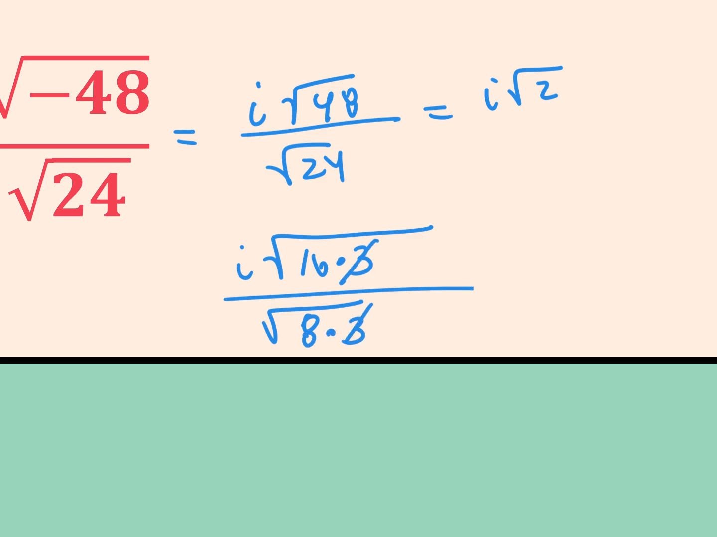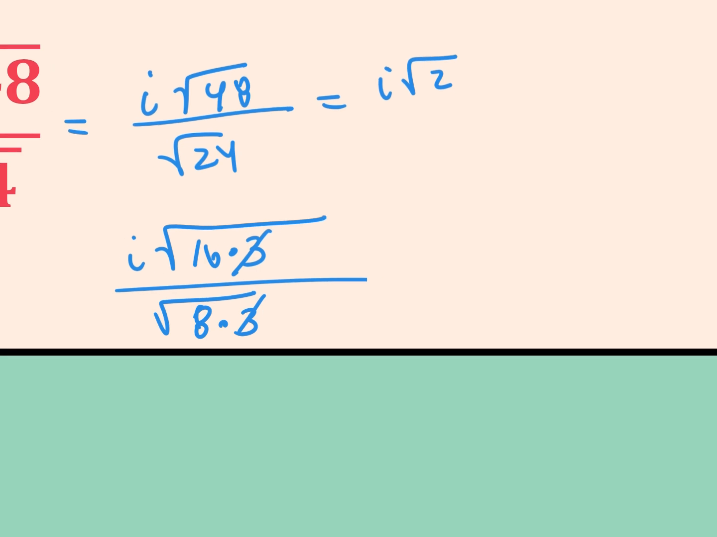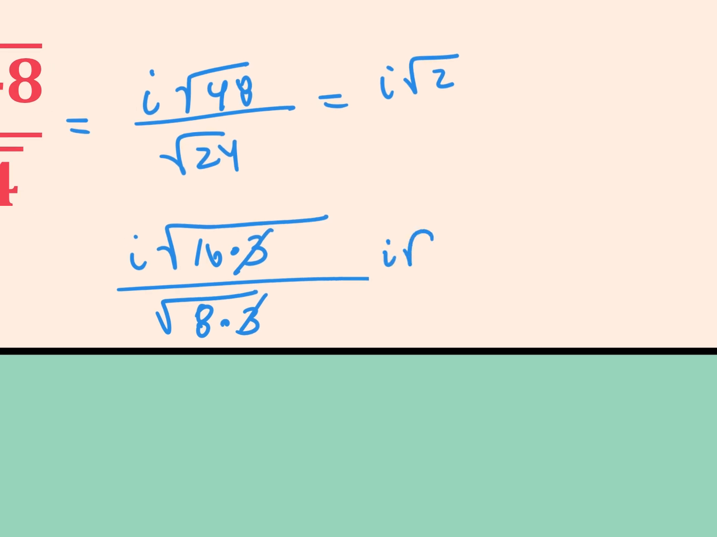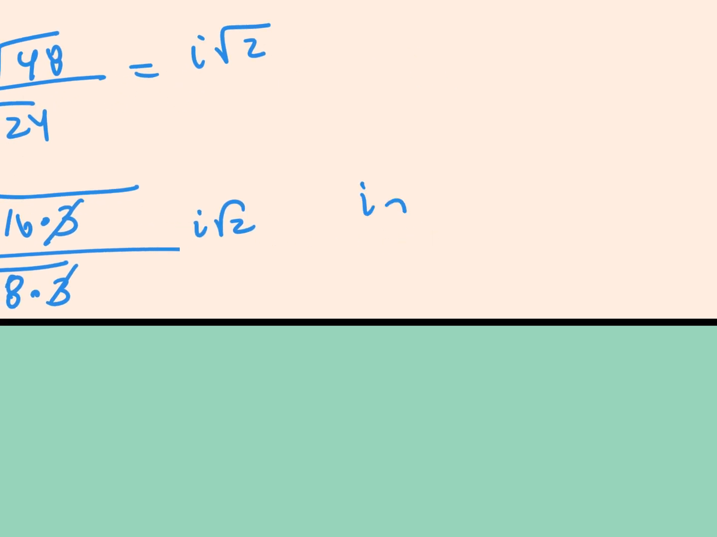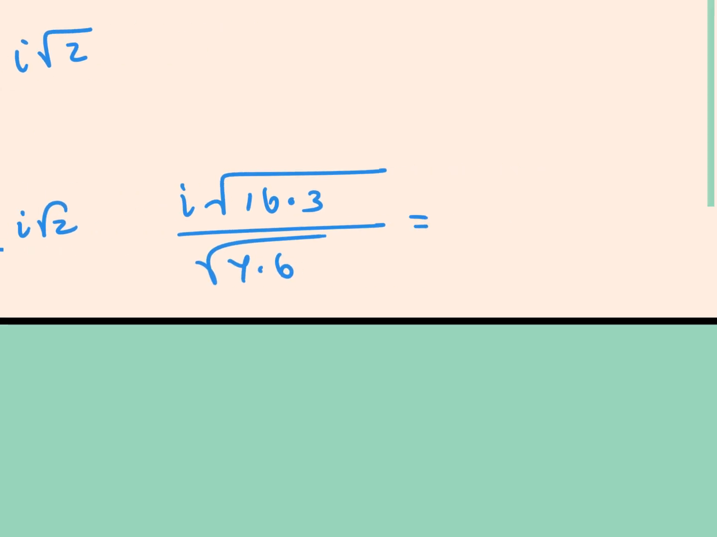The 3's, and then what's 16 divided by 2? So, 16 divided by 8 too. So same answer here. So say you did this. You did 16 times 3, and then here you did 4 and 6, right? So you'd have square root of 16 is 4i root 3 over this would be 2 square root of 6.